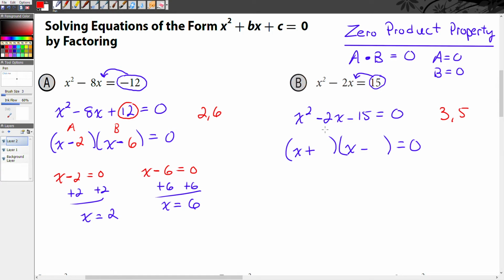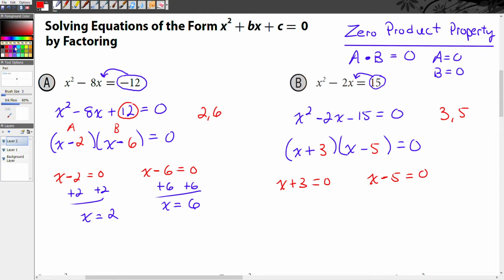And since my b value is negative 2, that means I need to place my larger of the two numbers, 5, next to the negative sign. So this has to be x plus 3 times x minus 5 equals 0. And just like the previous example, we need to take these and set them both equal to 0 in their own equations. So I have x plus 3 equals 0 and x minus 5 equals 0.